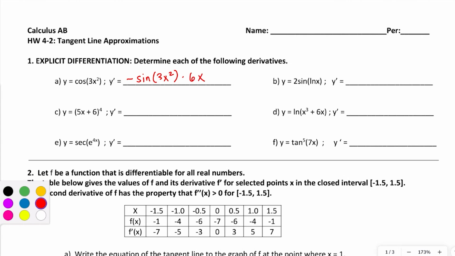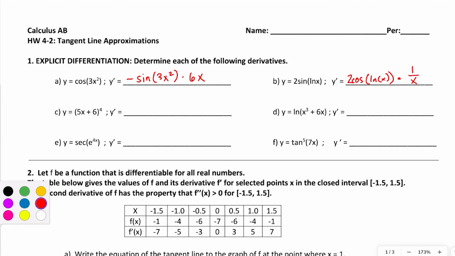Part B says 2 times sine of natural log x. So we'll start by differentiating 2 sine x, which would be 2 cosine x. So 2 cosine of the natural log of x times the derivative of natural log of x, which is 1 over x.